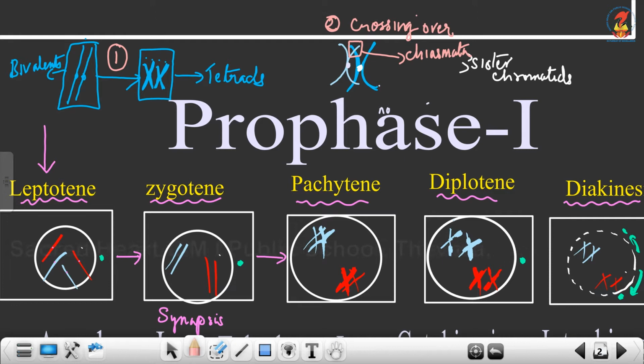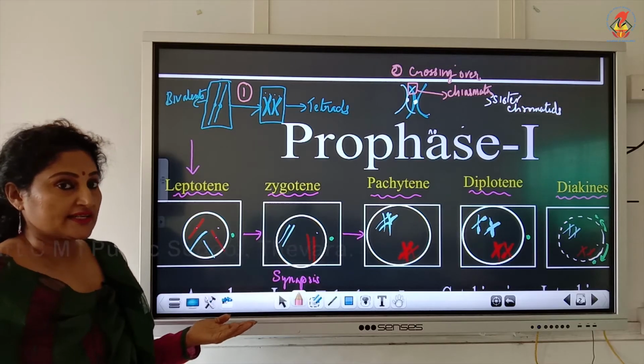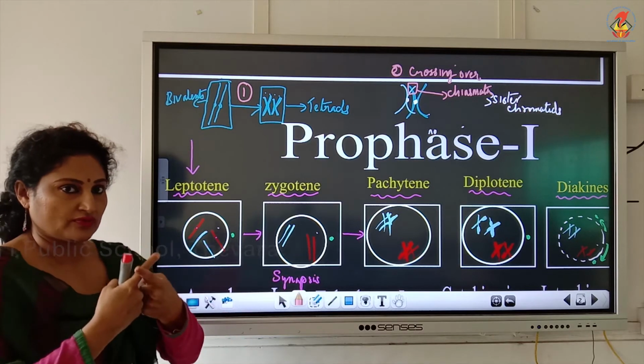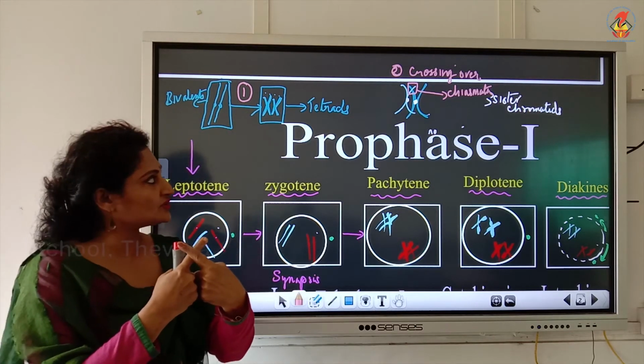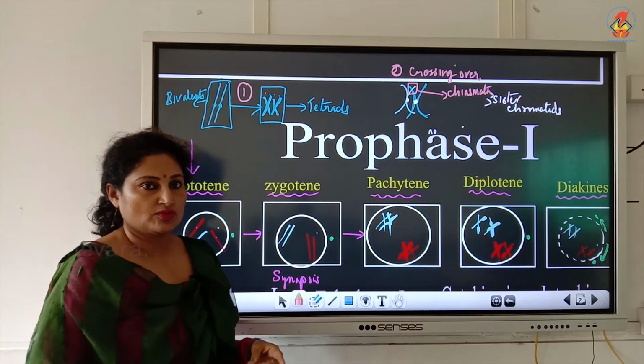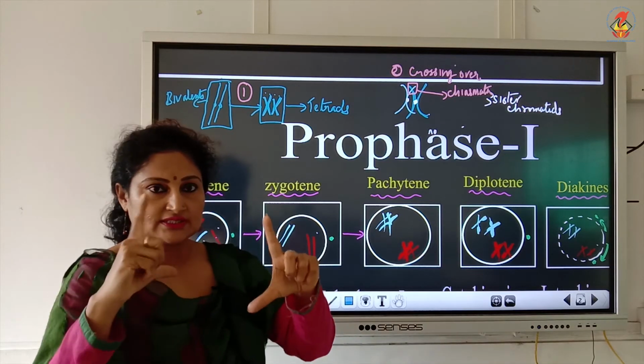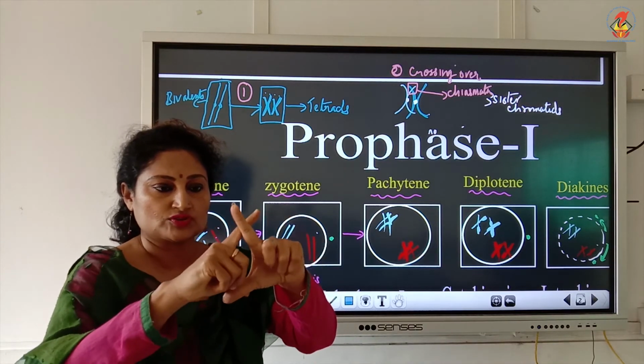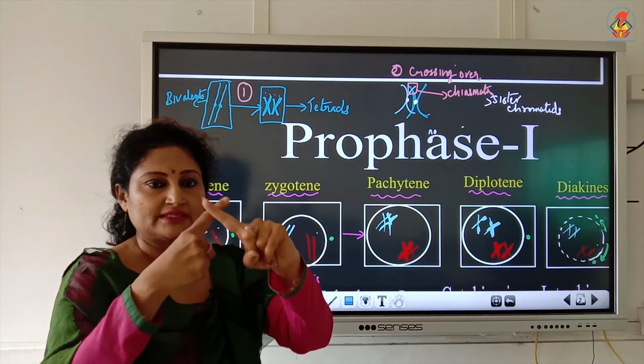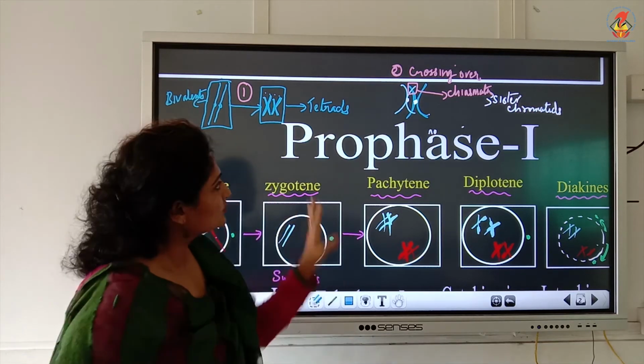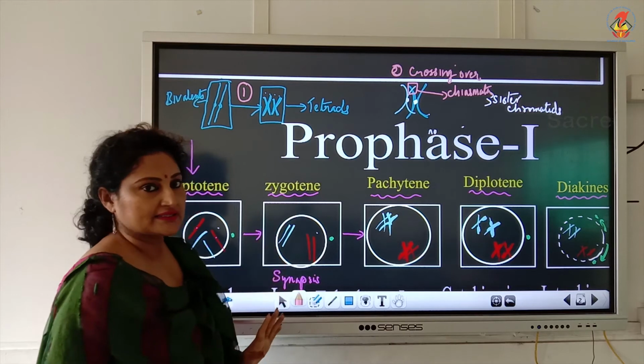What is crossing over? It is the adjacent non-sister chromatids crossing over to form an X-shaped structure called chiasmata. If this is one non-sister and this is the other non-sister, they come close and cross over. So we have one chiasmata here and one chiasmata below.